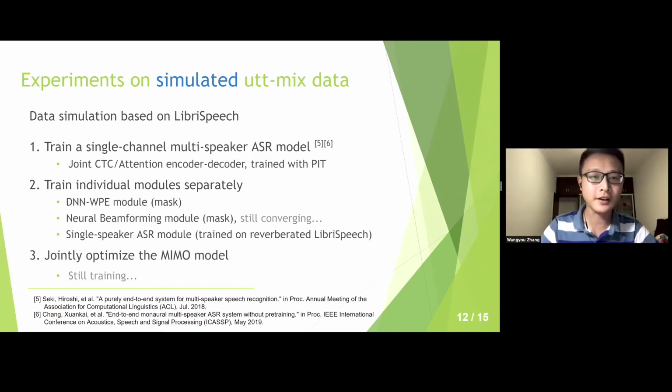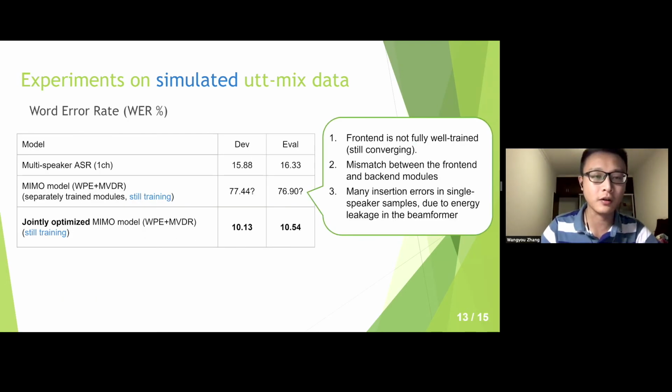And in the next slide, we have the results of these models on the simulated mixture data. The first line of this table is the single channel multi-speaker ASR, which achieves 16% WER on both dev and devel sets. And the MIMO model with separately trained modules achieves relatively bad results currently. There may be several reasons. First is that the front-end module is not fully well trained till now.